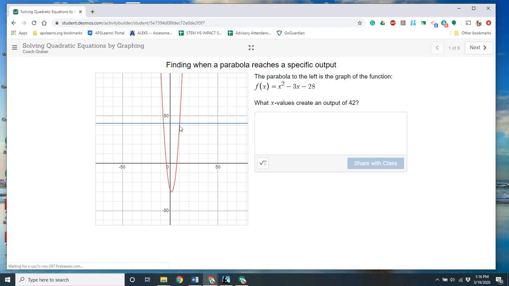If I click on this parabola here, I can see that there's a point here exactly at 10, 42, where 10 is the x value and 42 is the y value. And the other side, there's negative 7, 42. What those points tell me is that the two x values that create an output of 42 are negative 7 and 10.